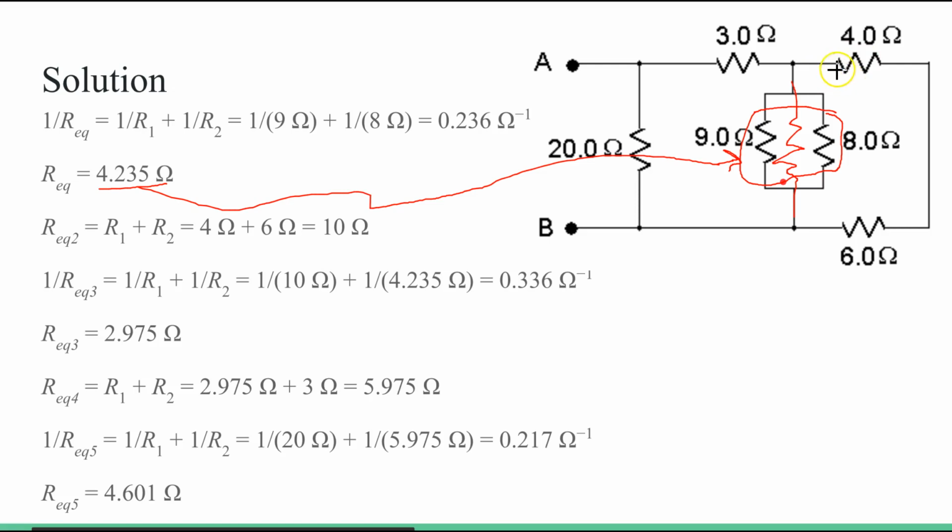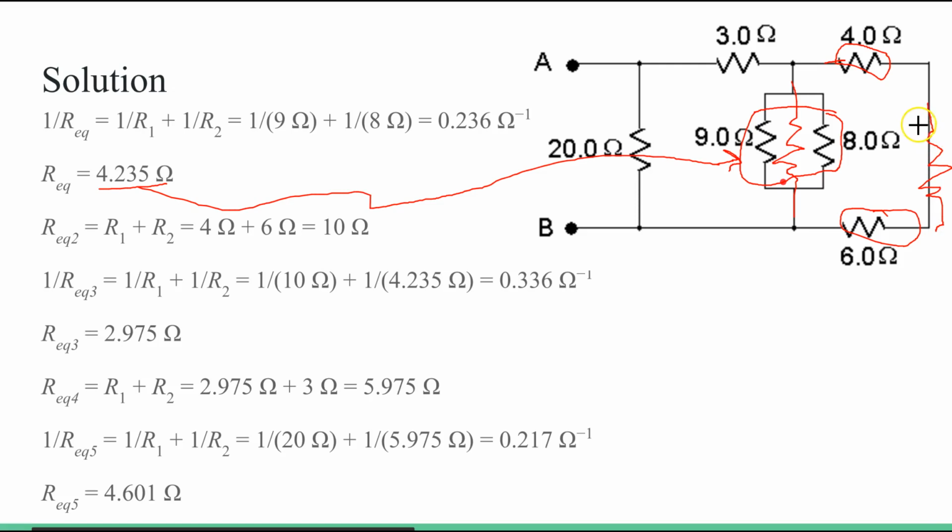So this one and this one are in series, so you can add them together using the series formula. You have another equivalent resistance equals R1 plus R2 equals 4 ohms plus 6 ohms equals 10 ohms. So you add them up together, and this combination will be 10 ohms.